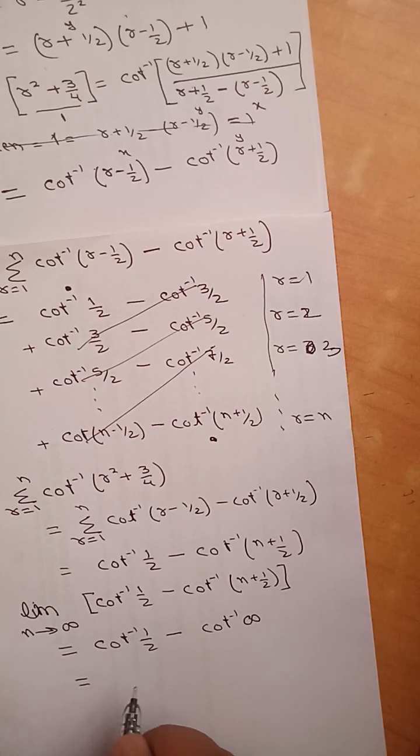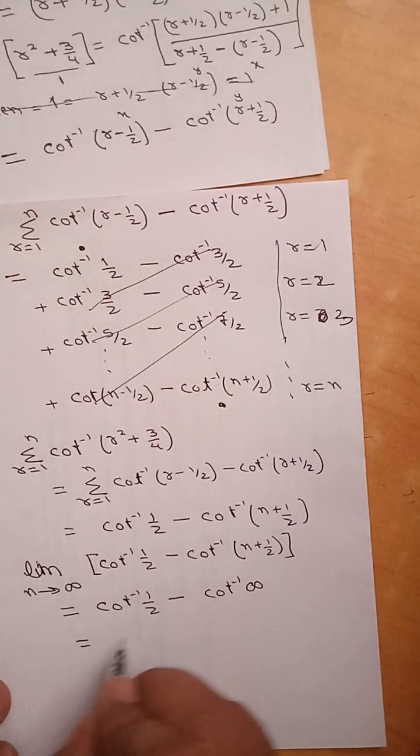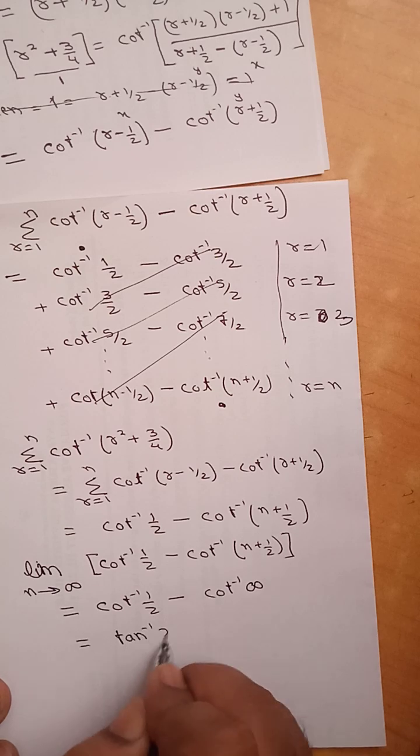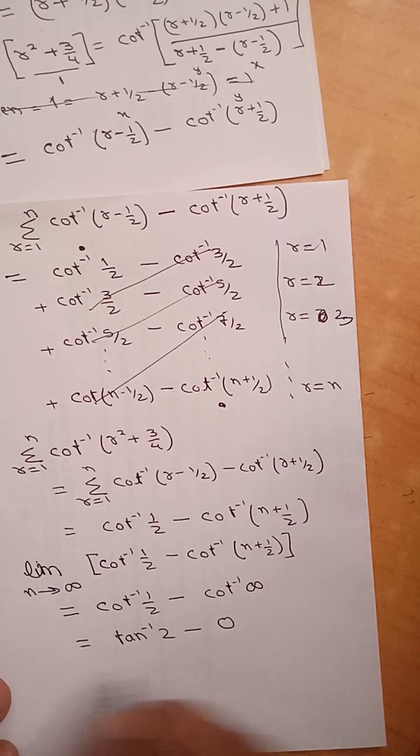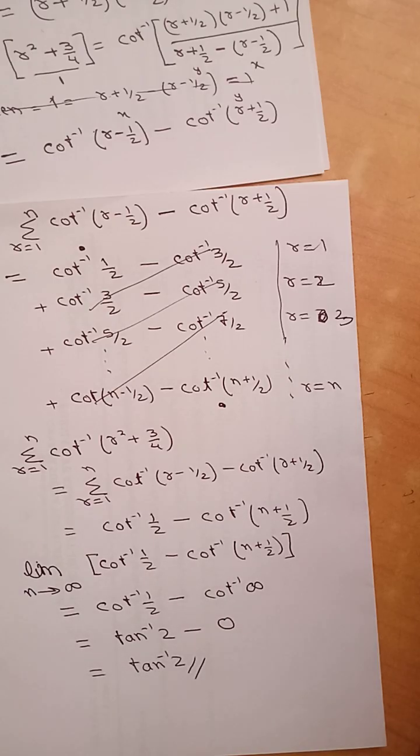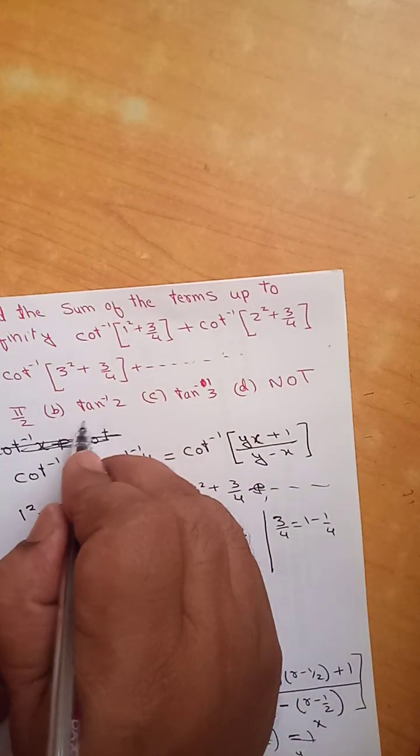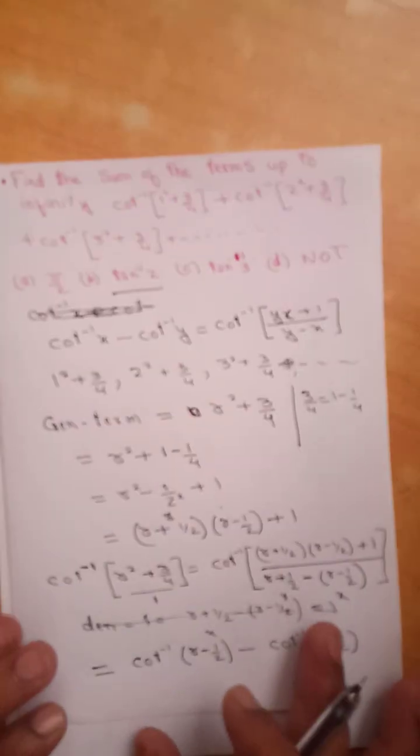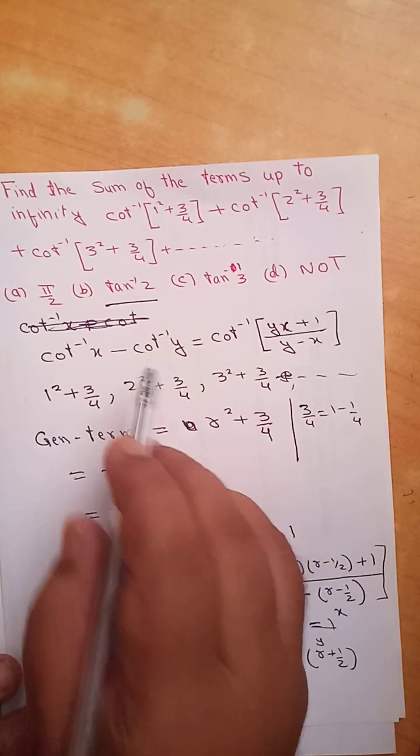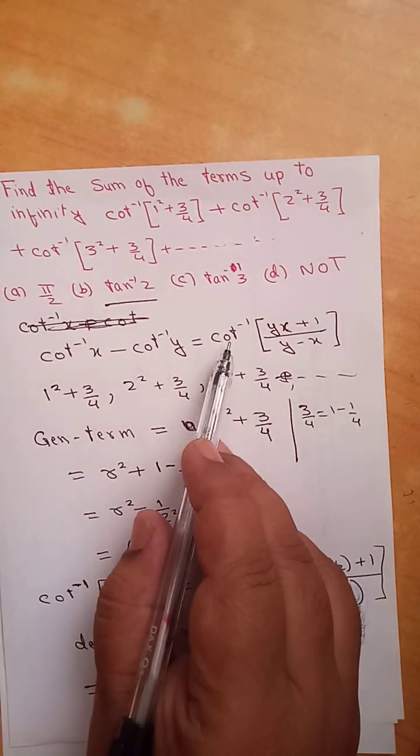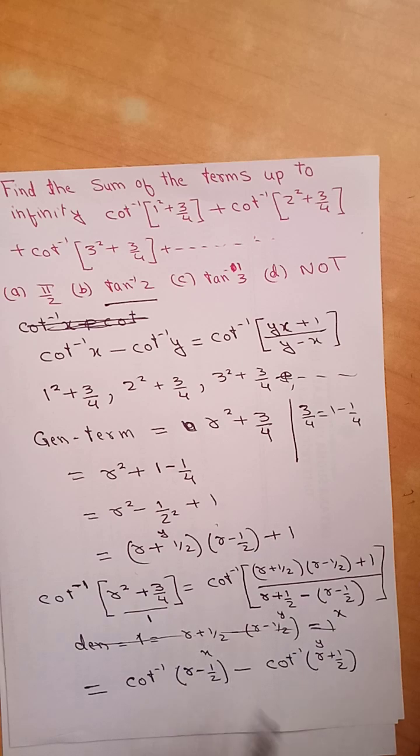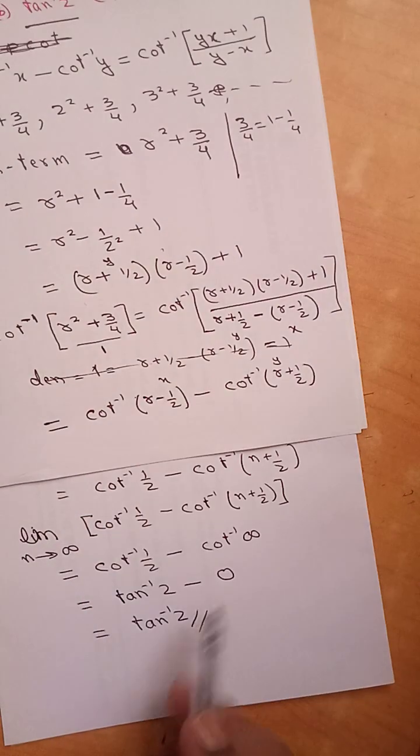Cot inverse of 1 by 2 is equal to tan inverse of 2. Cot inverse of infinity is 0. So the final answer is tan inverse 2, and option B is correct. I am not using the tan inverse formula. If you practice with cot inverse, you can directly save time by not converting to the tan inverse function. Okay, now I will stop it.